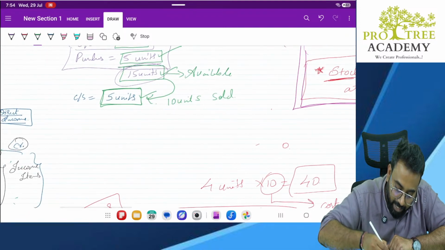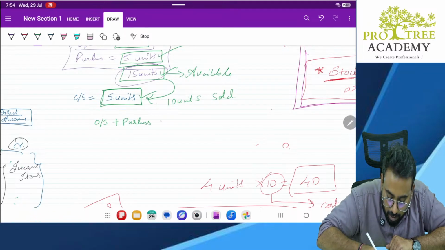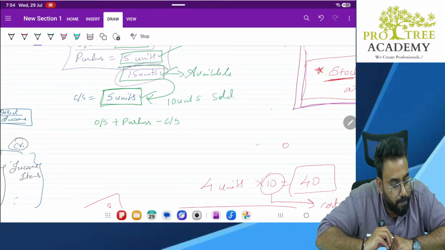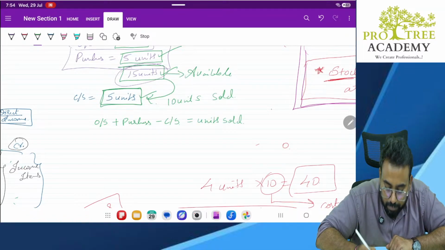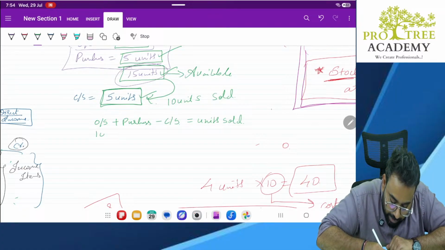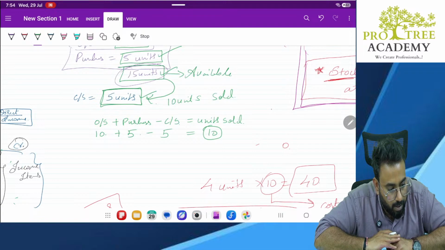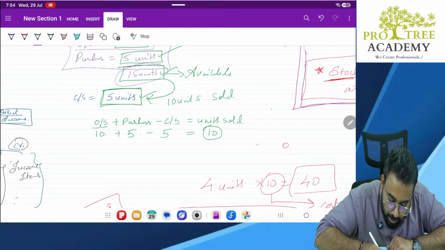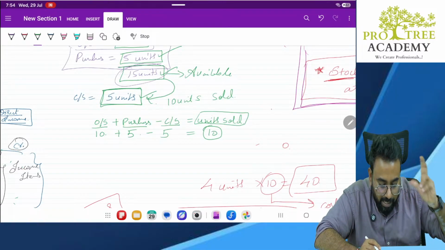So can I write like this? Opening stock plus purchases minus closing stock will give me units sold. Opening stock 10, purchases 5, closing stock 5. So units sold is 10. Can I say like this? Opening stock plus purchases minus closing stock will give me units sold. Don't just learn the formula by heart, understand the logic.